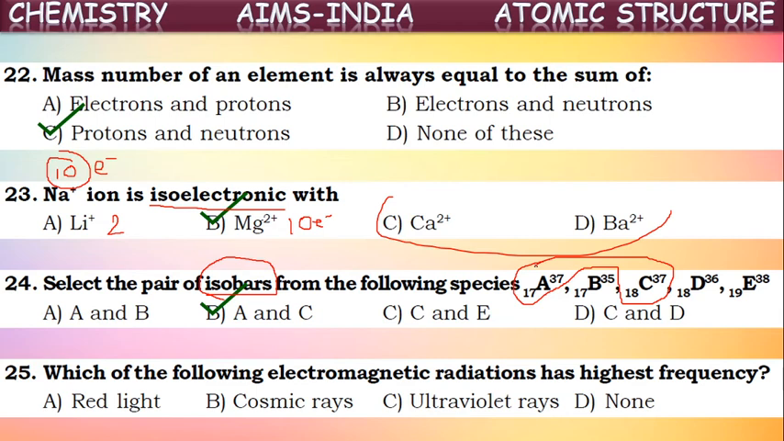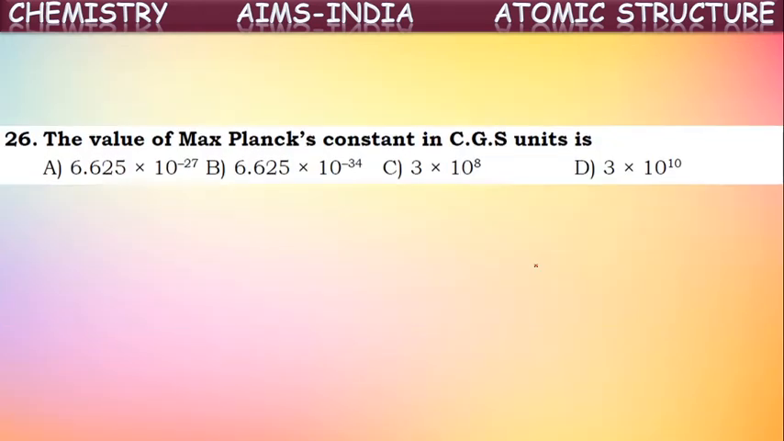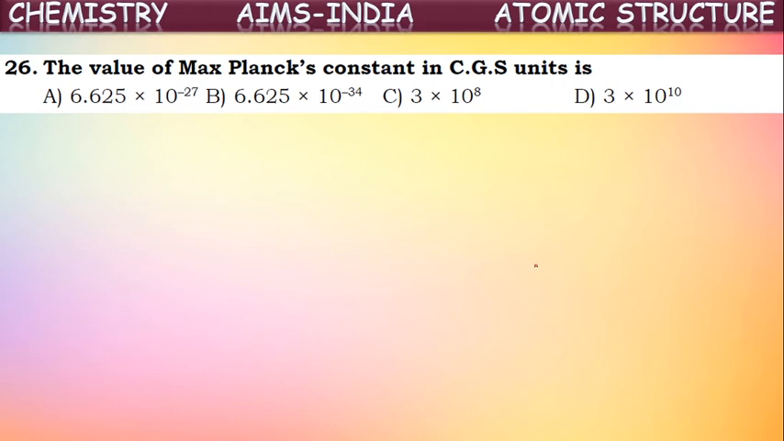So out of these all, cosmic rays are having highest frequency as well as highest energy. Okay, cosmic rays. Next, the value of Max Planck's constant in CGS units.